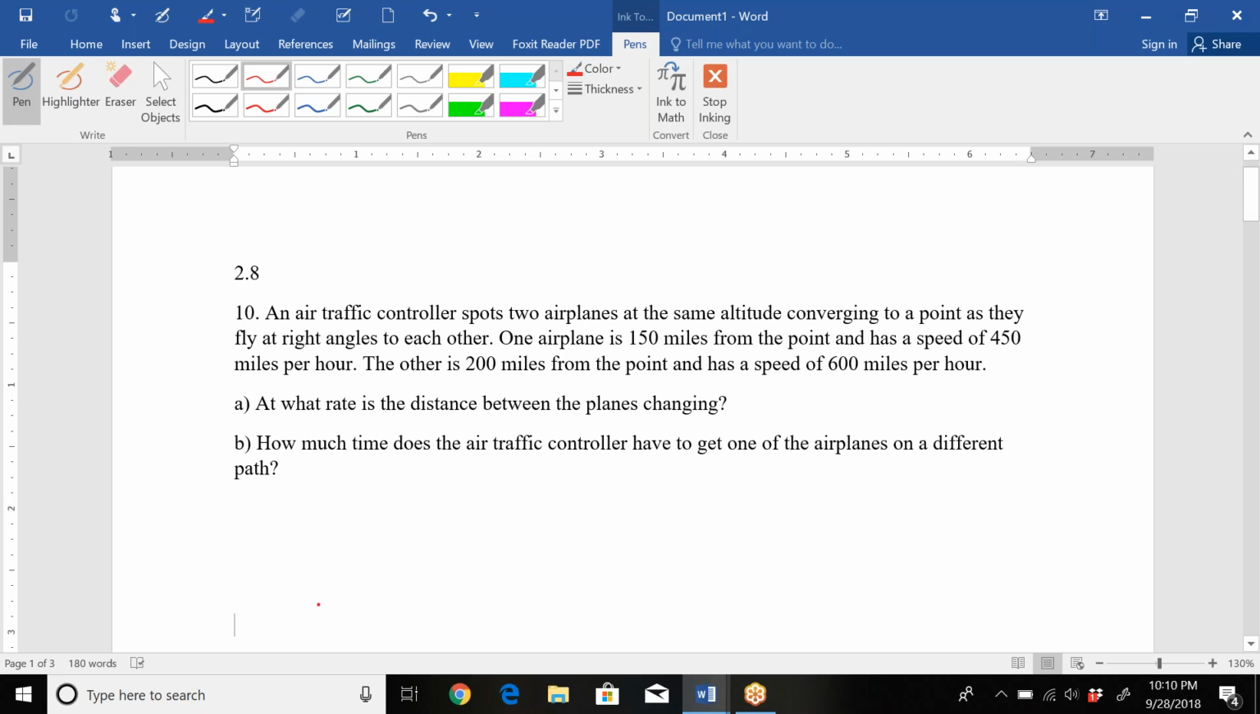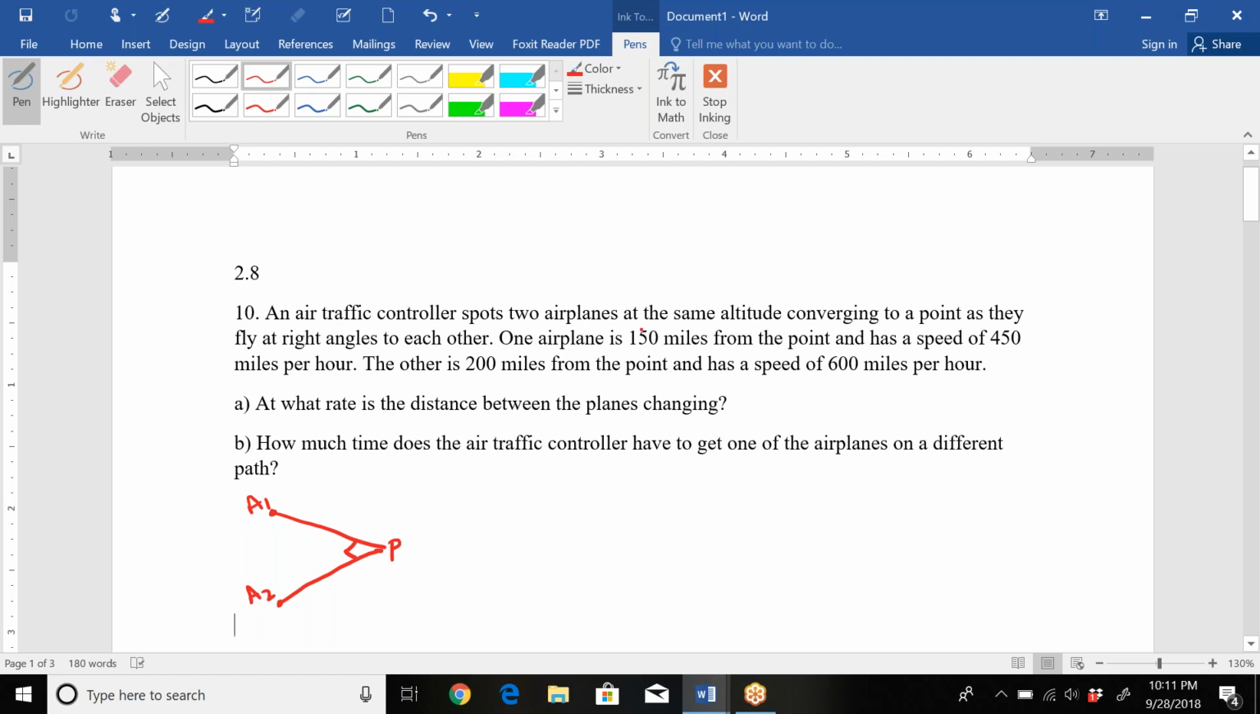So the hard part about this one is how to draw it correctly. What we want to do is imagine we're looking down on the two planes. So this is like airplane 1 and airplane 2. And they're flying at the same altitude, so they're the same height above the Earth, and they're going to be converging to a point P, so that means they're headed in the same direction towards that point. And I'm not a really good drawer, but it says that they're flying at right angles to each other, which means this is a right angle, so suspend belief.